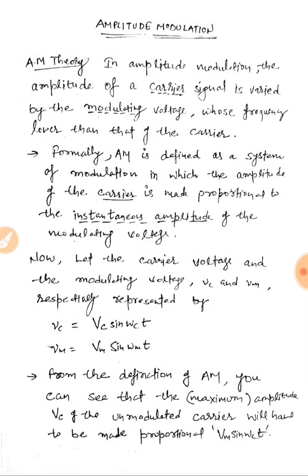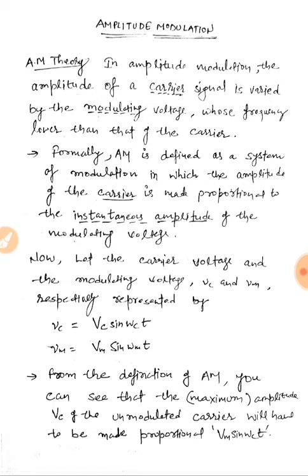So, we have already seen why we do modulation in communication systems. In this lecture we will see what amplitude modulation is and how it is used in communication. In amplitude modulation, the amplitude of a carrier signal is varied by the modulating voltage or the modulating message, that is the message signal.